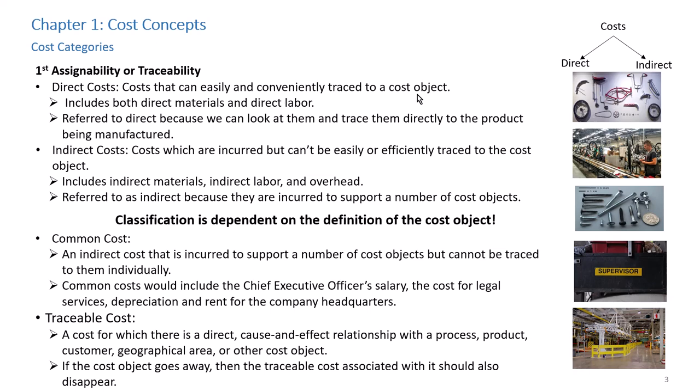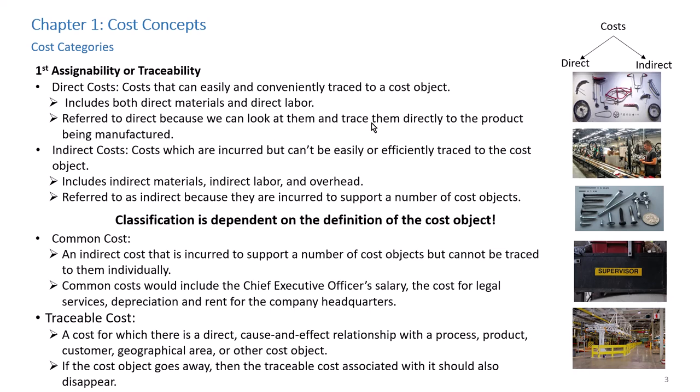The classification of a cost as a direct or indirect cost is dependent on the definition of the cost object. Direct costs include both direct materials and direct labor. In the case of our bicycle, we're talking about the steel frame, the fenders, the spokes, tires, and assembly workers. We refer to these costs as direct because we can look at them and trace them directly to the bicycle.